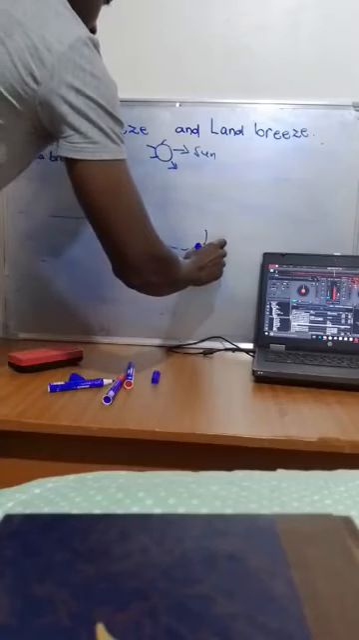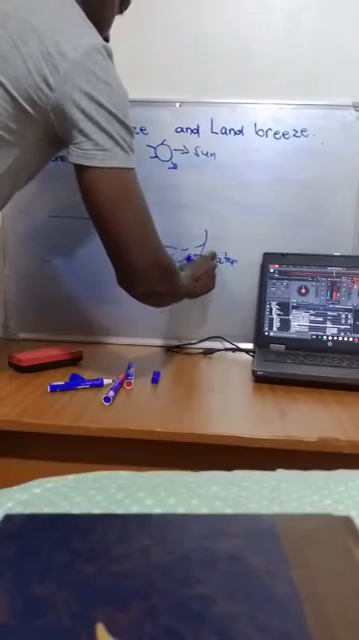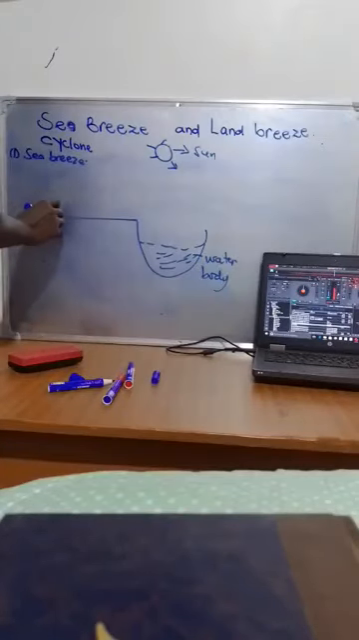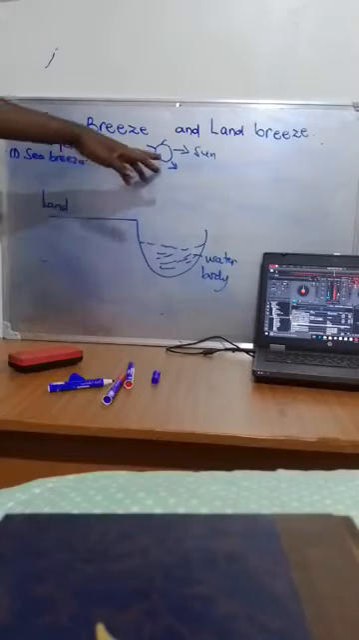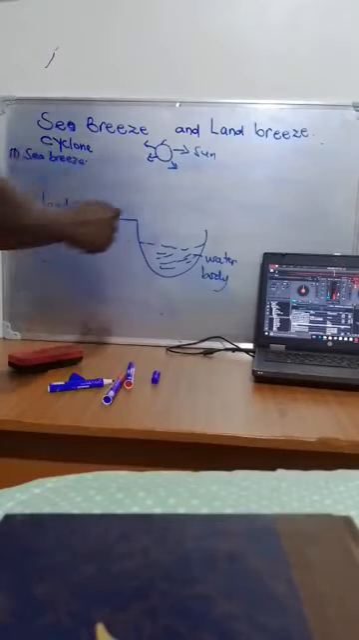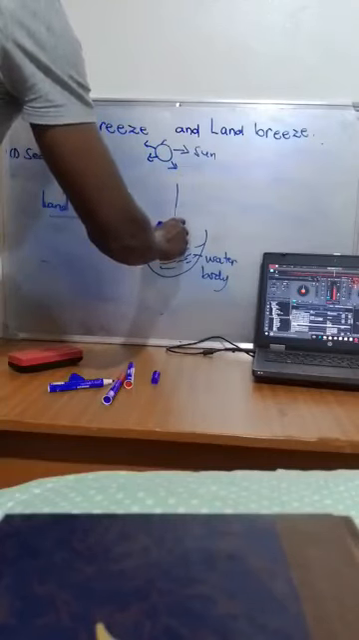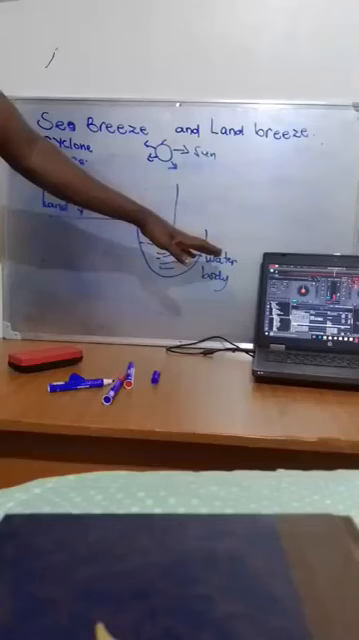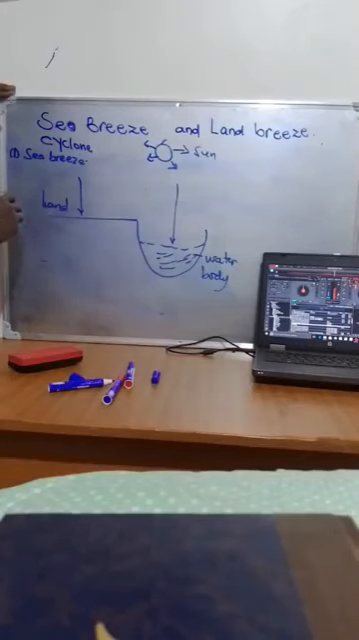And this is the water body. Then this is land. Now, during the day, that's when we experience the sun. Heat from the sun reaches the water body, and of course, heat reaches the land. But water gets heated faster than land.